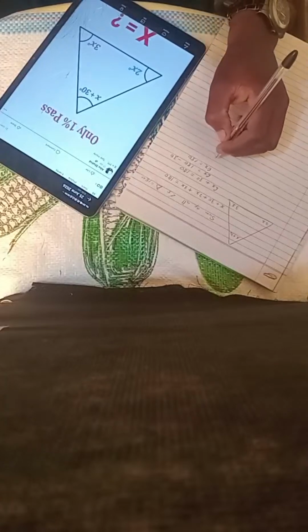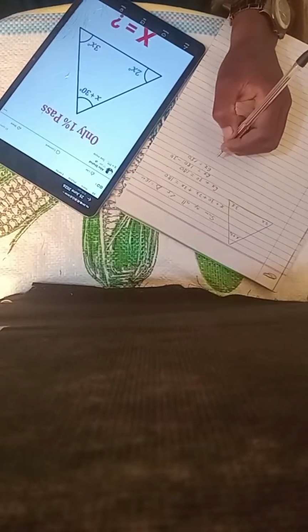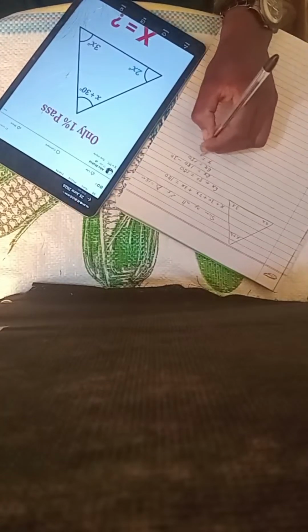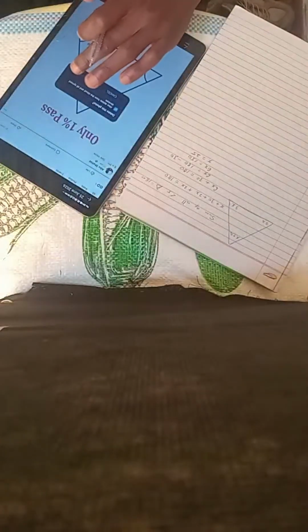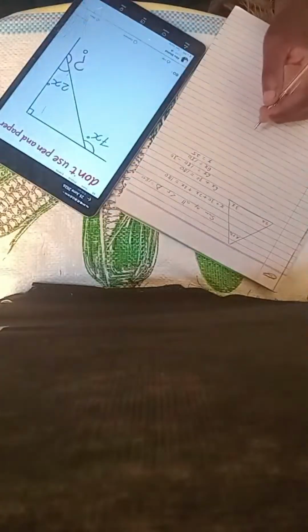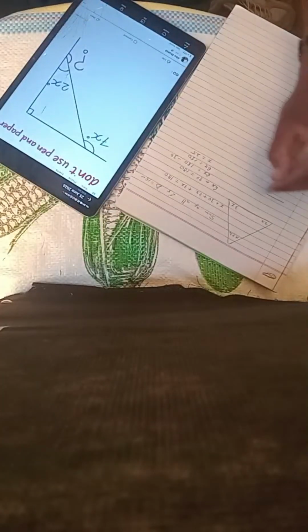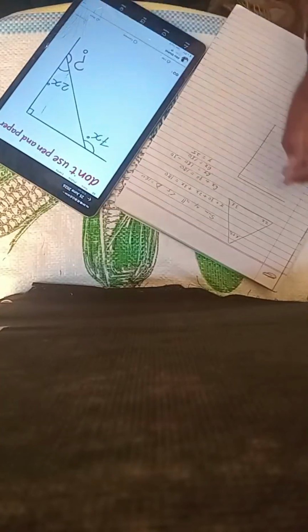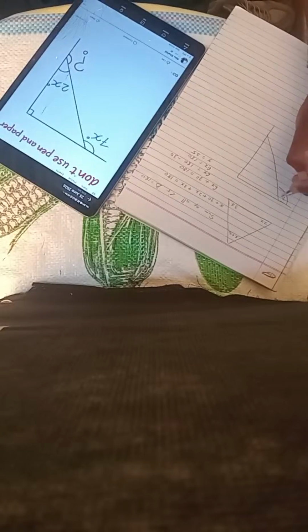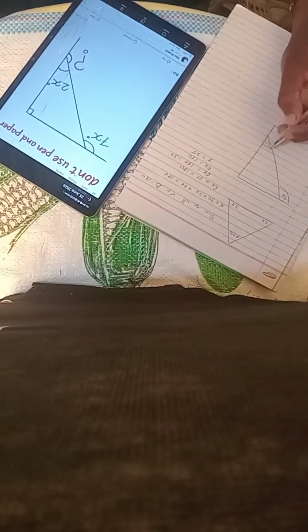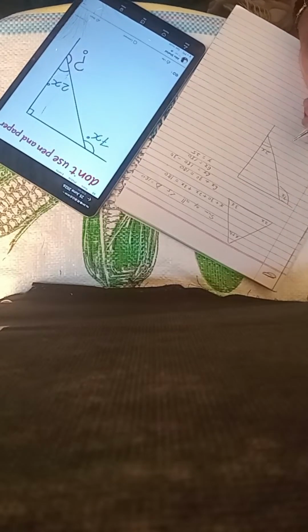Therefore, x is equal to 25. It's just basic, right? Then we have another one, which is, as you can see here, this one is 7x, this one is 2x. Solve for the value of x.